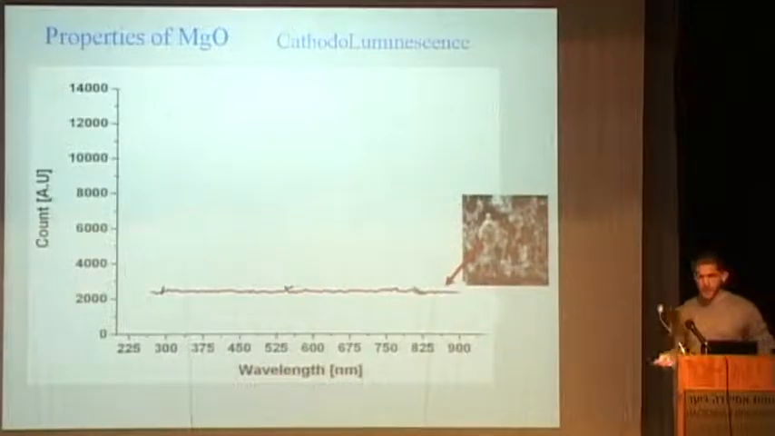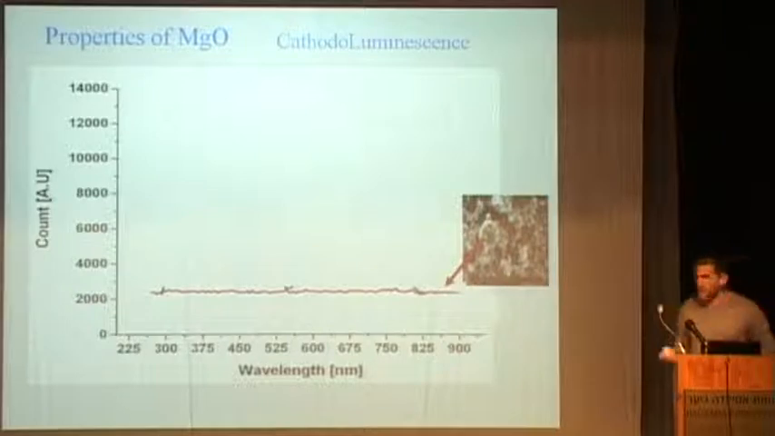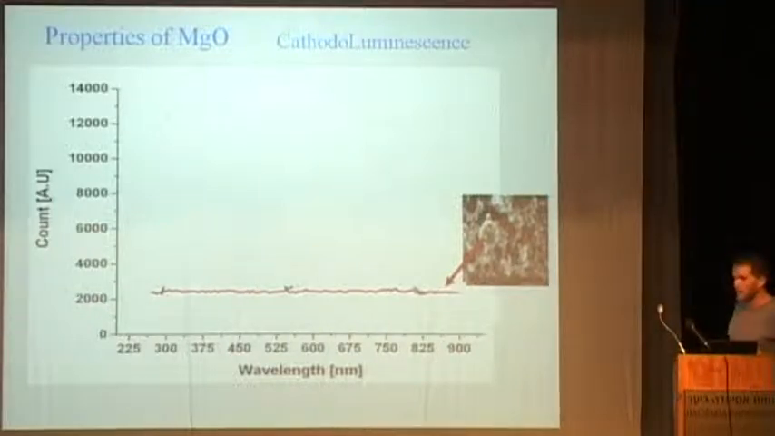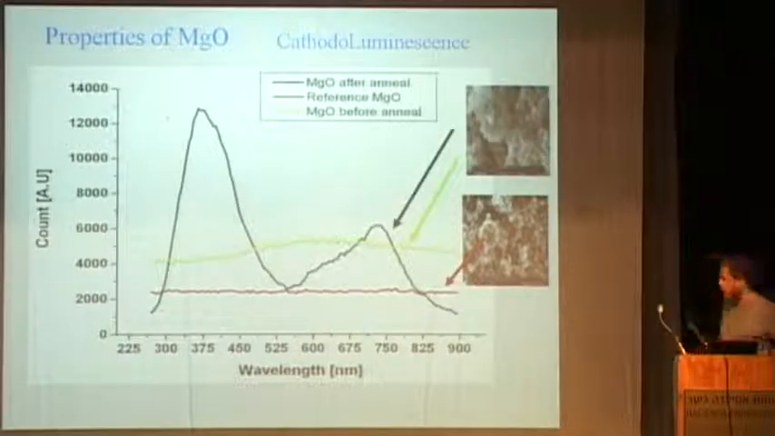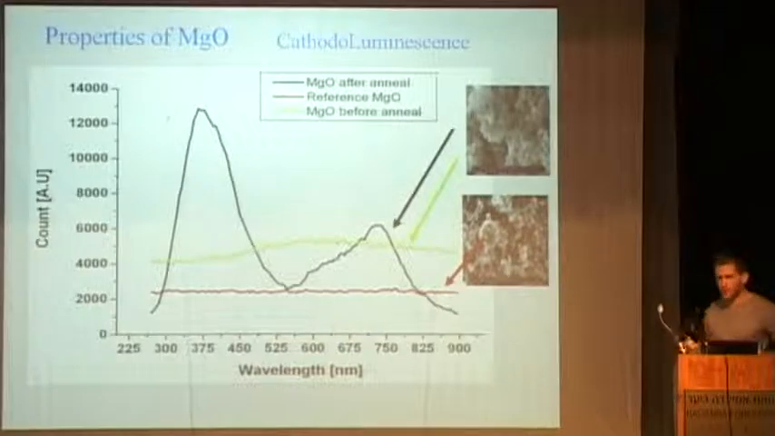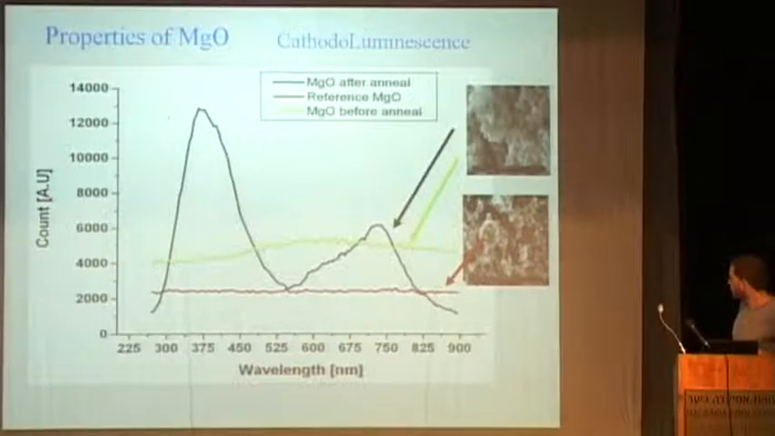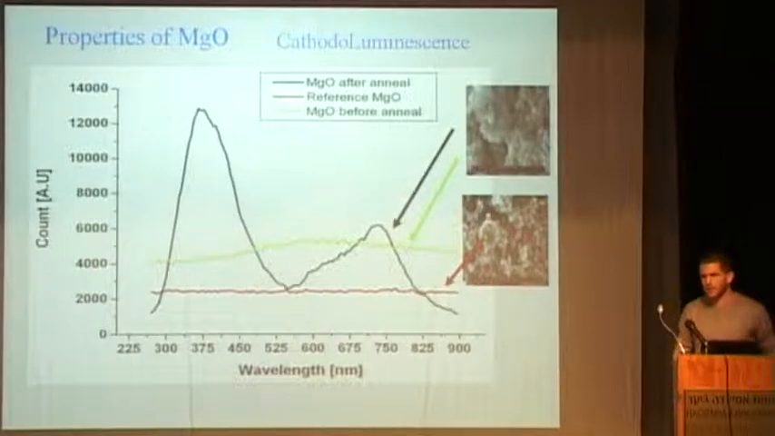So this is, again, the reference sample, the magnesium oxide that we made by burning magnesium. And you see there is no cathodoluminescence. Again, this is due to the large band gap. But our sample exhibits cathodoluminescence. Again, this is the first time that cathodoluminescence from magnesium oxide nanoparticles was seen. The different lines depend on whether the magnesium oxide was annealed or not.